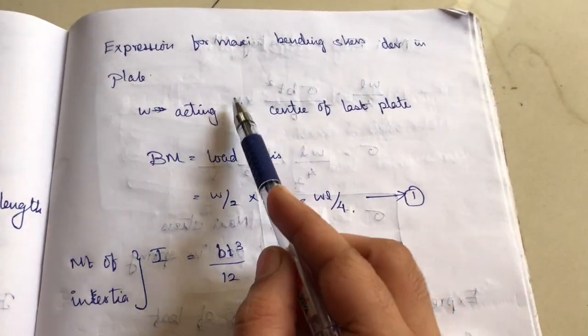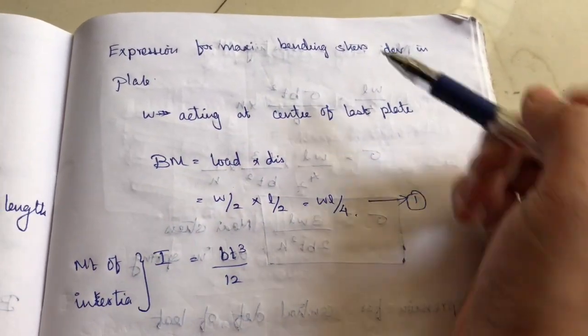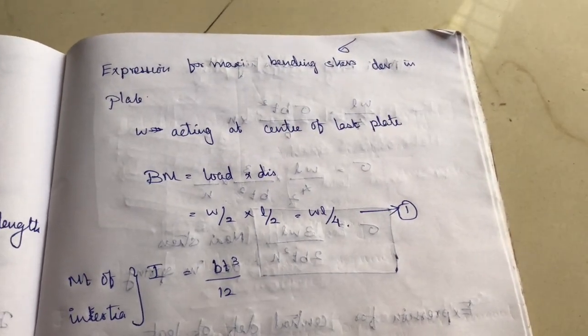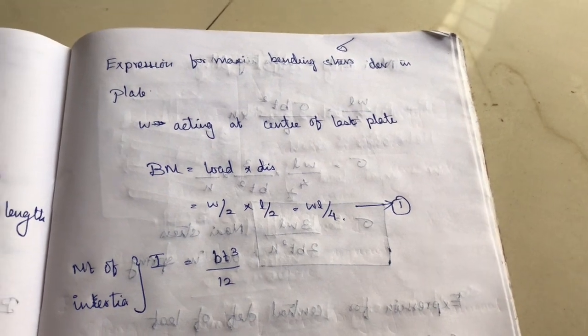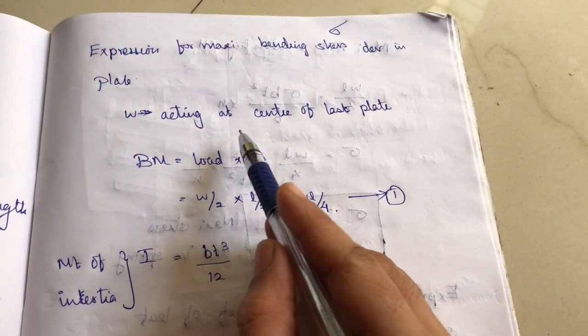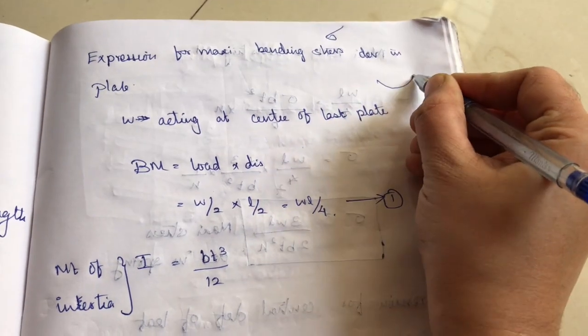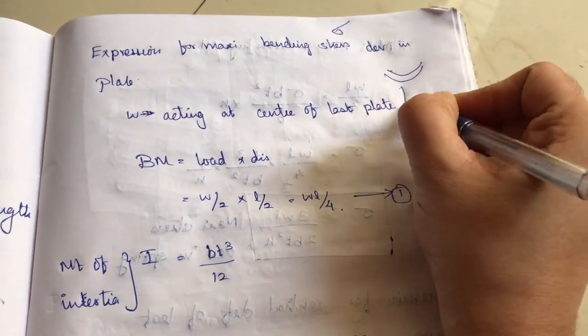So the expression for maximum bending stress. First we're going to find this sigma, the maximum bending stress derivation in the plate. W is acting at the center of the last plate. The last plate is this, and W is acting at the center.